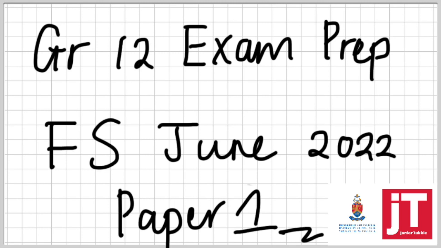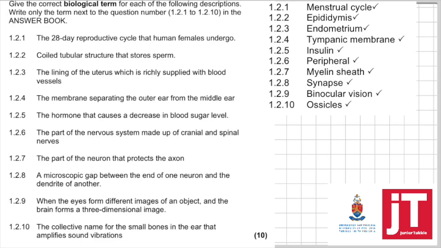In this video, I'll be looking at the Free State June 2022 Paper 1. But before you watch this video, make sure you have the question paper and the memo at hand. Right. Give the correct biological term for each of the following descriptions. Write down the term next to the question number in the answer booklet.